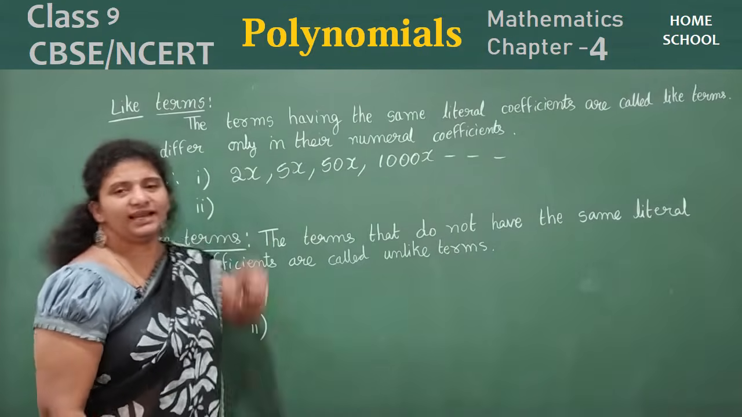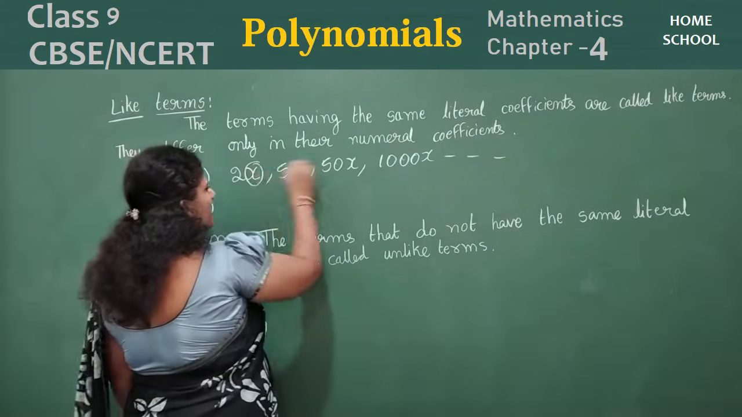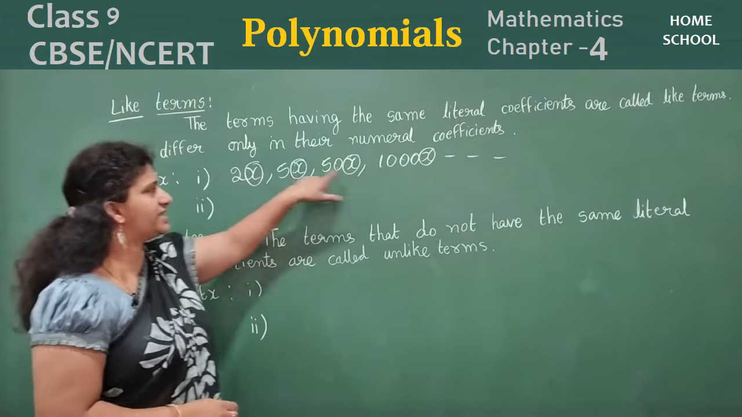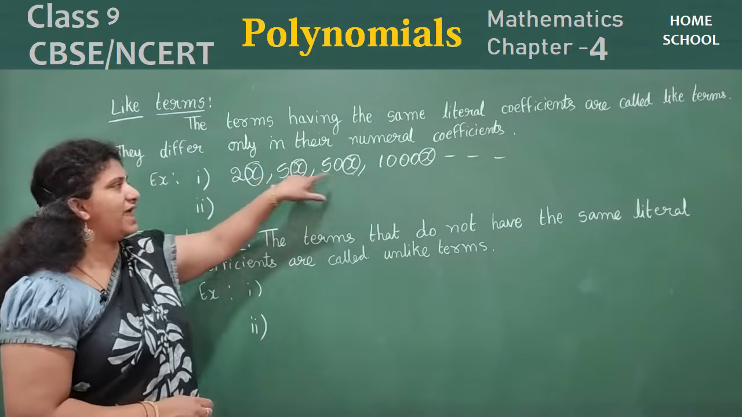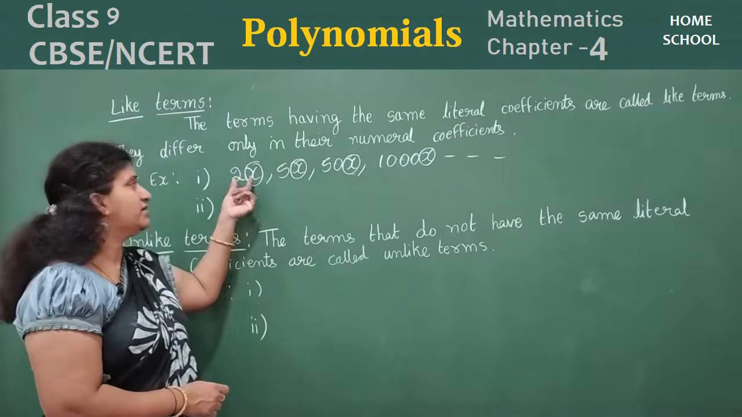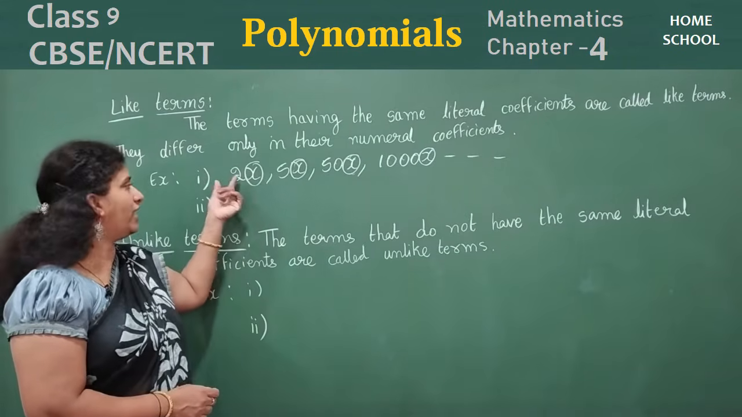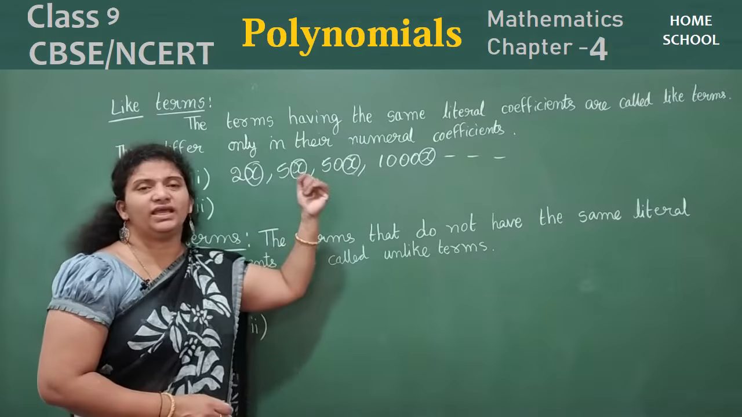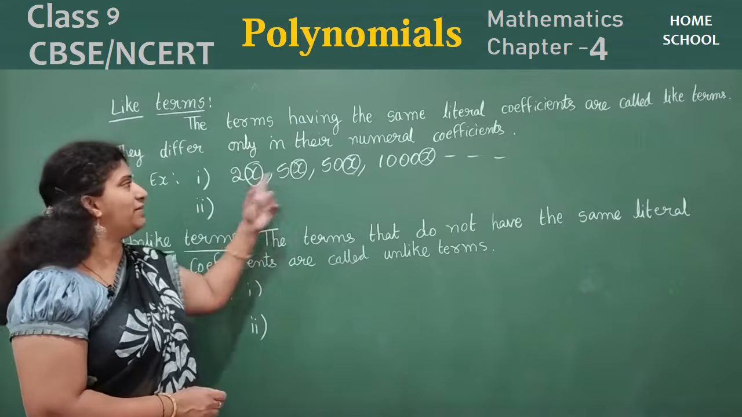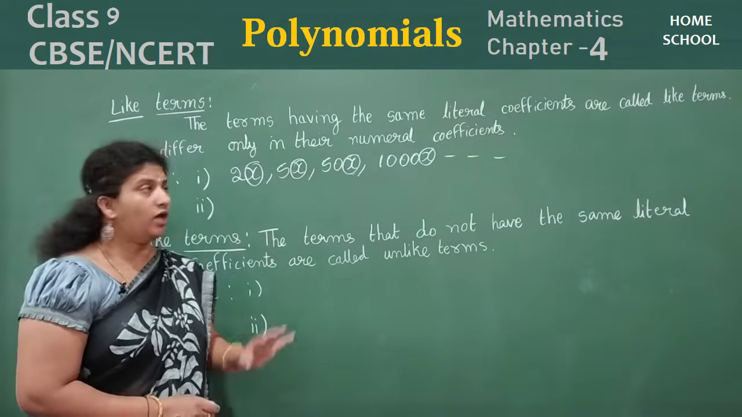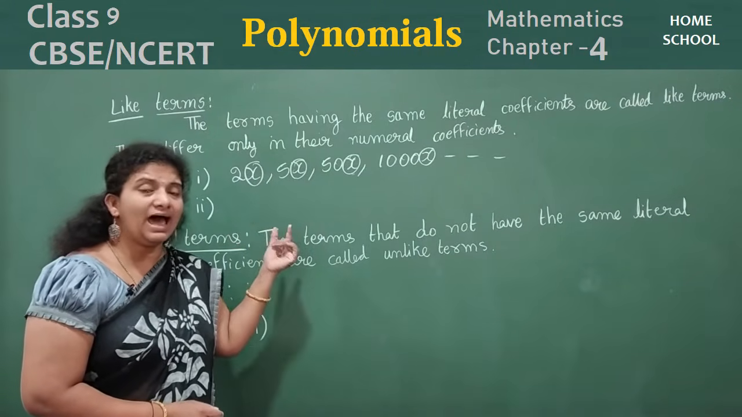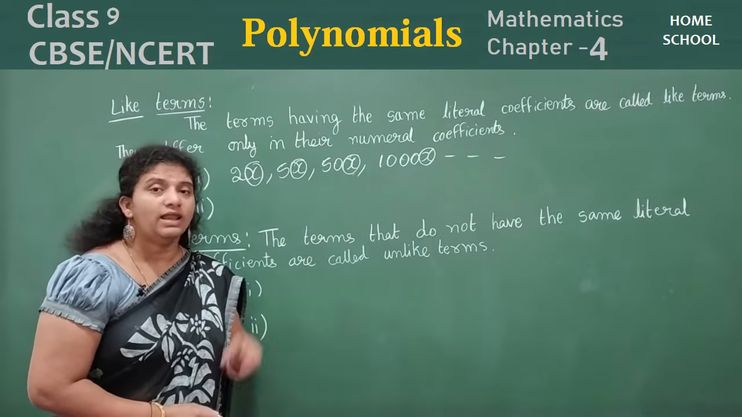Look here. What is the literal coefficient here? x is the literal coefficient. Here the literal is the same. In all these, x is the same, whereas the numbers are different. Numbers means numerical coefficients. What do you have? 2, 5, 50, 1000. So no need of considering numbers here. Check whether variables are same or not. If the literal coefficients are the same, then we call them like terms. What are those? Like terms.